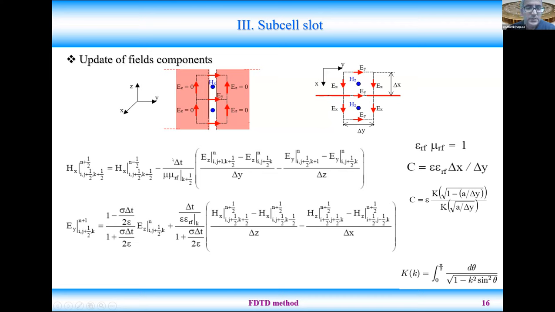So if we do this, the update of HX will have this parameter, mu RF, which will be a function of A. A is the width of the slot. And the same thing for EY. So epsilon epsilon RF here will also be a function of A.